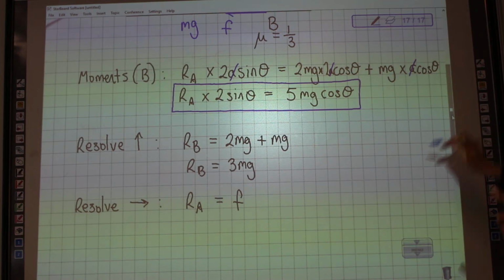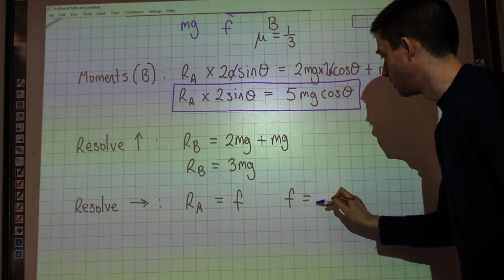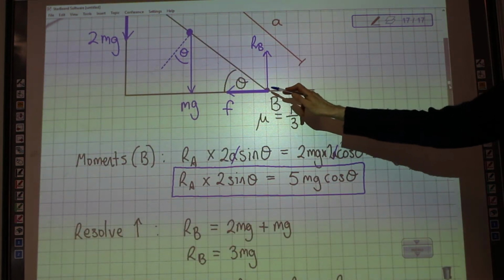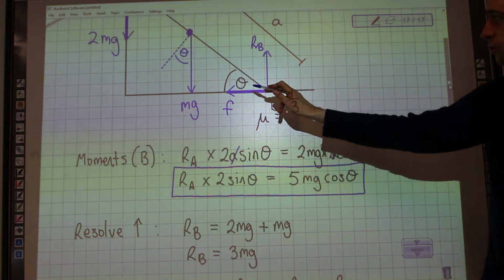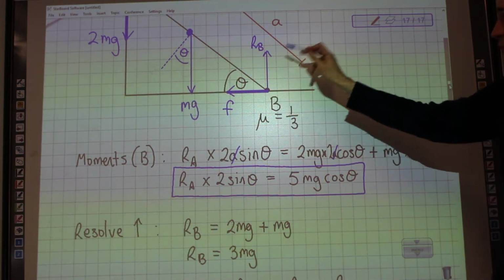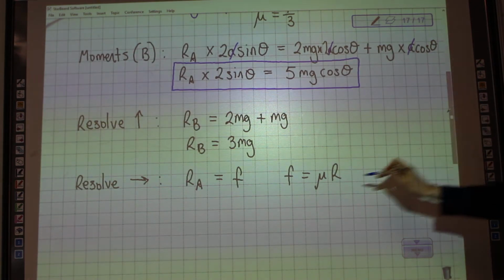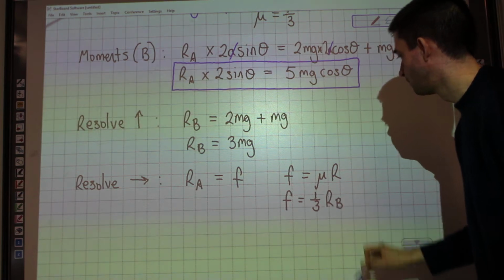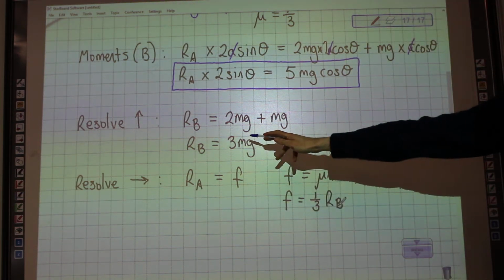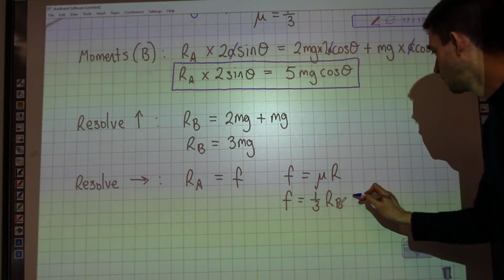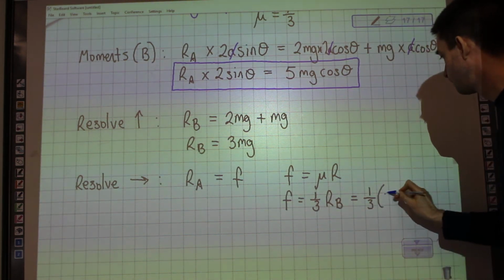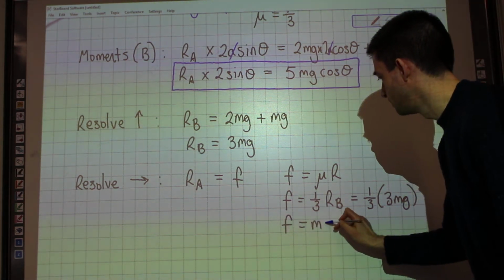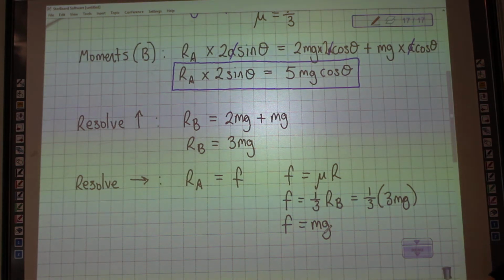Now, however, the other thing that I know is that friction is mu times reaction. Because the friction is occurring at the point B, the frictional force is equal to mu times the reaction at B. So I can change this friction to be 1/3 the reaction at B, and I know that the reaction at B is 3 mg. So I can say that that is 1/3 of 3 mg, which means that friction is mg, 1 mg.